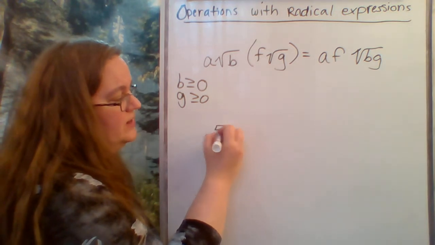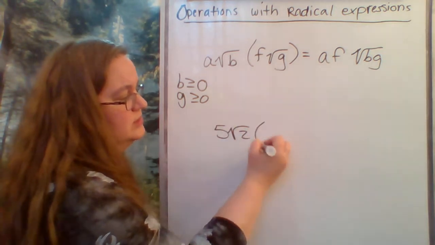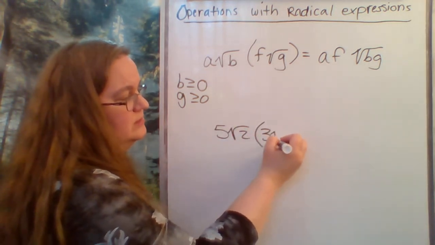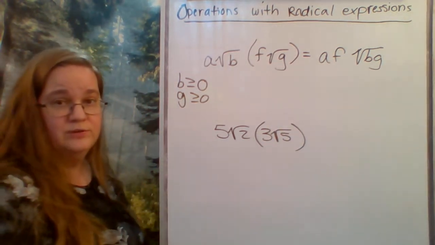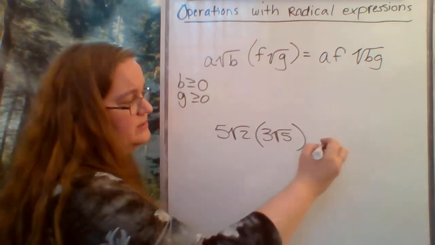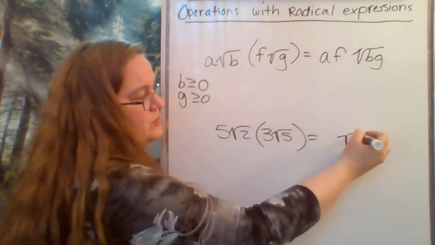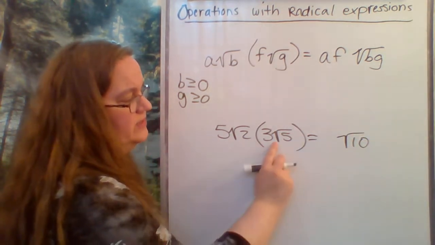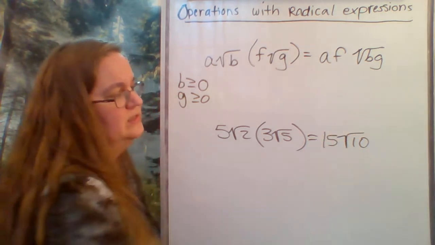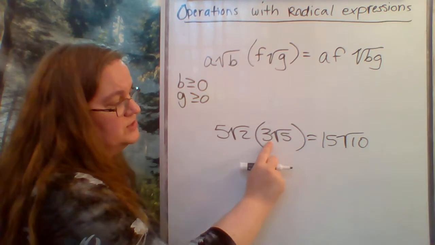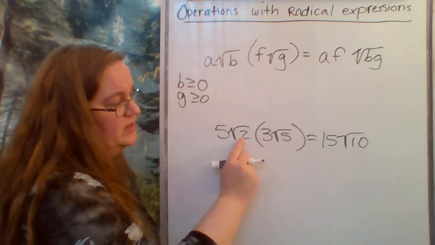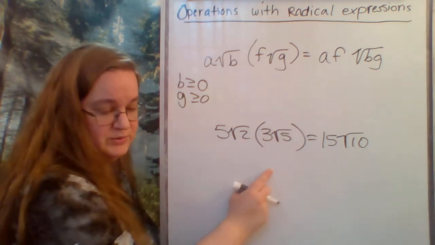So 5 root 2 times 3 root 5. Okay. Again, what do? You multiply the numbers under the radical signs, which is the square root of 10. It can't be simplified. 5 times 3 is 15. That's my final answer. So the numbers in front of the radical signs can be multiplied. The numbers under the radical signs can be multiplied.